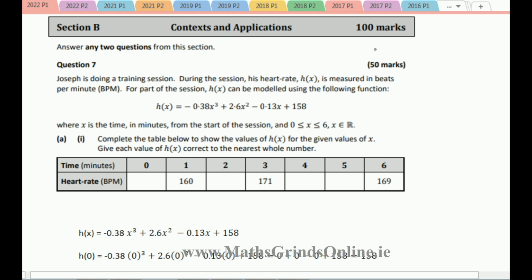Joseph is doing a training session. During the session, his heart rate, H of x, is measured in beats per minute. For part of the session, H of x can be modelled by the below function, where x is the time in minutes from the start of the session. Complete the table below.